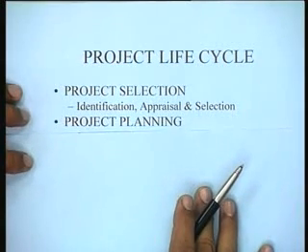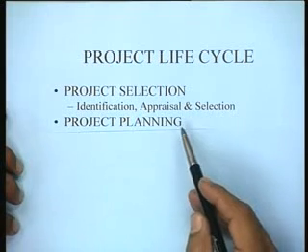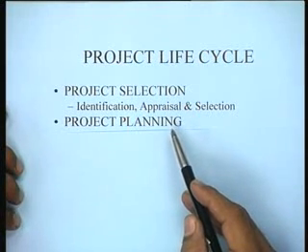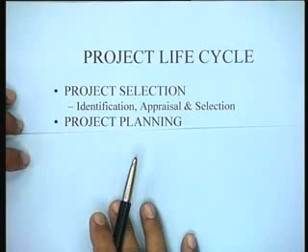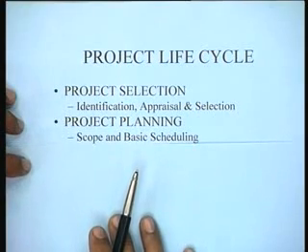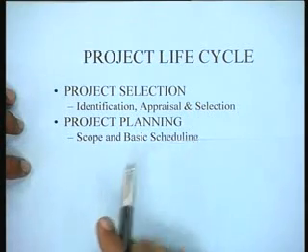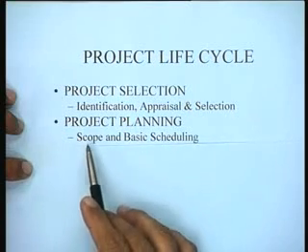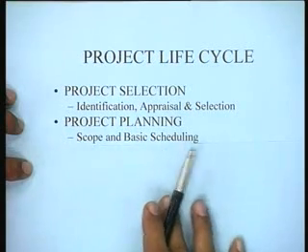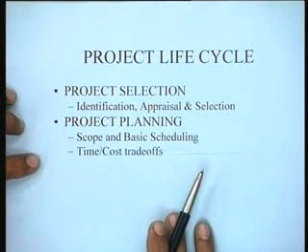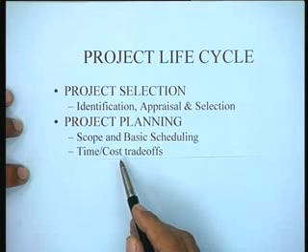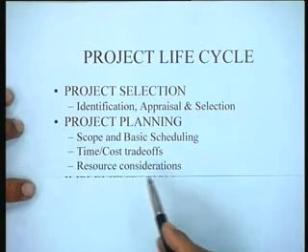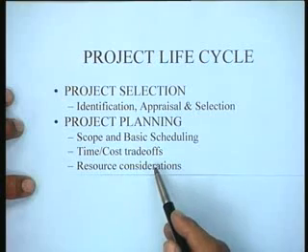After the stage of project selection, we encounter the next stage of project planning, and in most of this course we have been talking about tools and techniques for project planning. Essentially, project planning involves determining the project scope and doing the basic scheduling computations, talking about time and cost trade-offs in projects, and finally looking at resource considerations in projects.